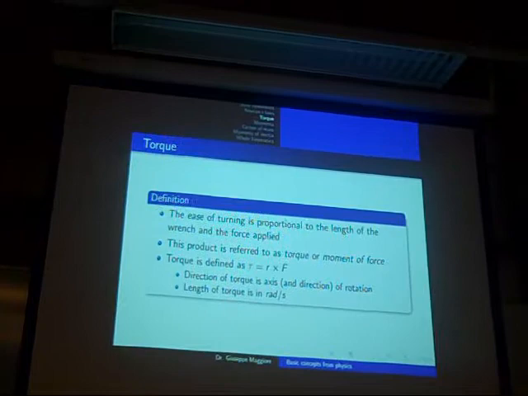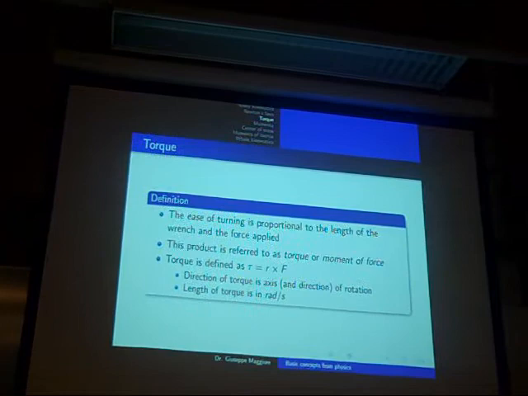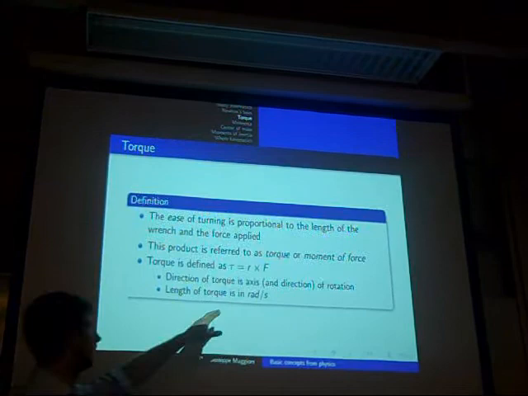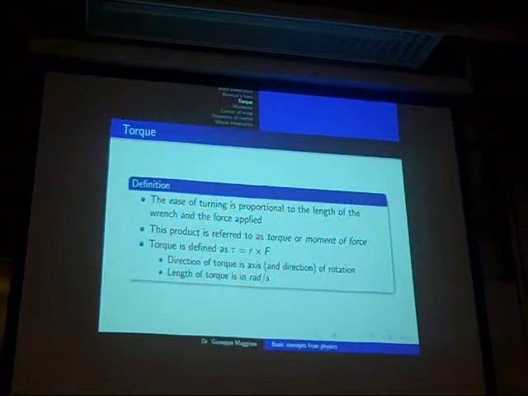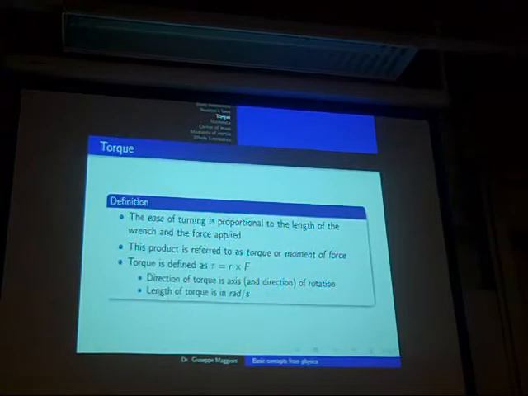What's going to be the length? Well, the length of the vector? Yes, of course, but what does it represent with respect to the rotation? The speed. A very long torque means, so imagine, because the length of the torque is going to be the length of R times the length of F, right? And imagine you apply F twice as much as before. Now the torque is going to be twice as long. And the rotational speed is going to be twice as high. But this all pans out. So the length of the torque is in radians per second and represents how fast you're rotating around the axis.